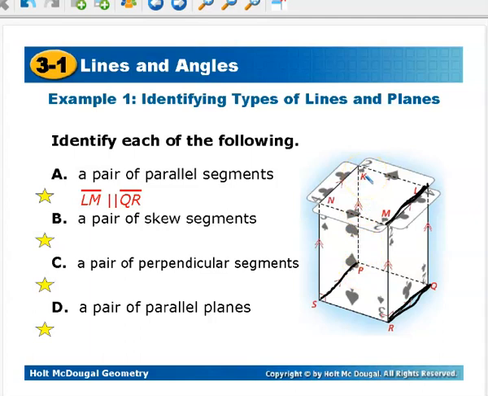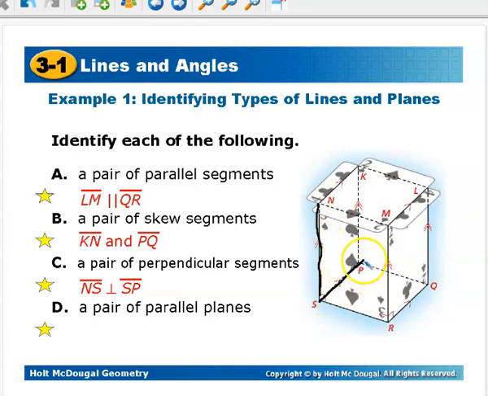If I want to find a pair of skew segments, an example of that might be line KN and line PQ. Those lines are never going to intersect, and they actually exist on separate planes. The plane here and the plane on top. So let's go and identify an example of a pair of perpendicular segments. So NS would be one part of the line for a perpendicular segment, and SP could be my other line. And I'll notate that with my right angle symbol.